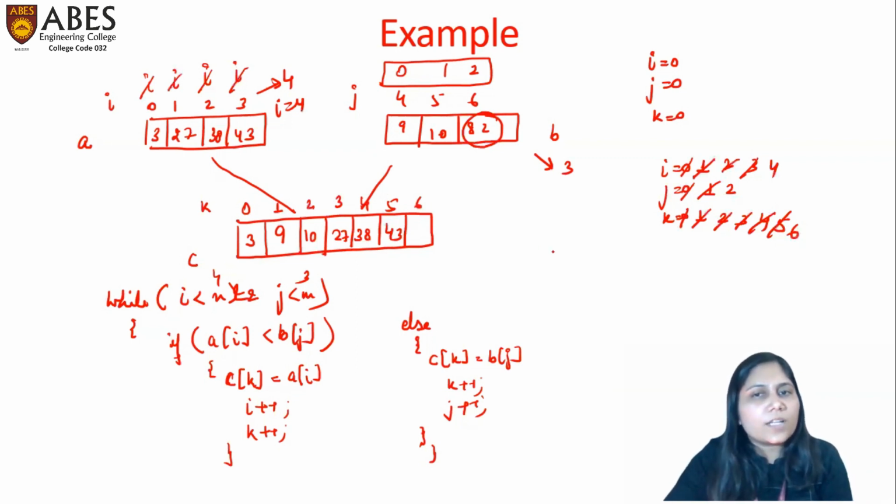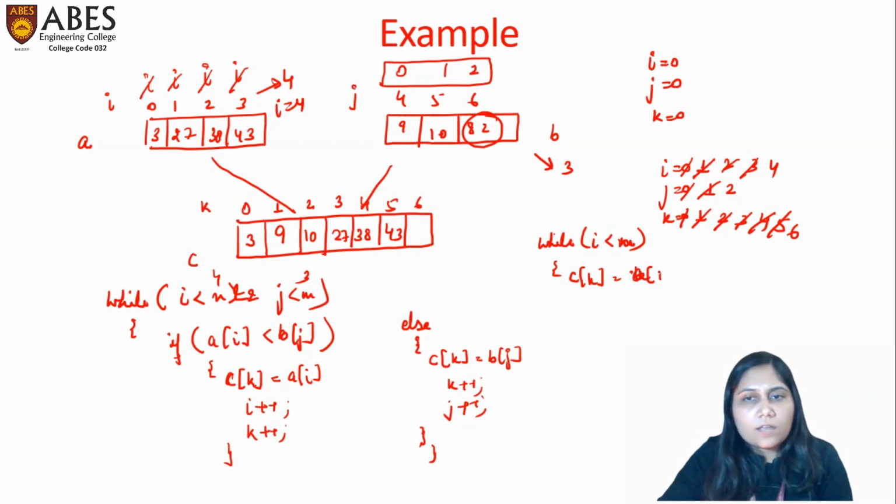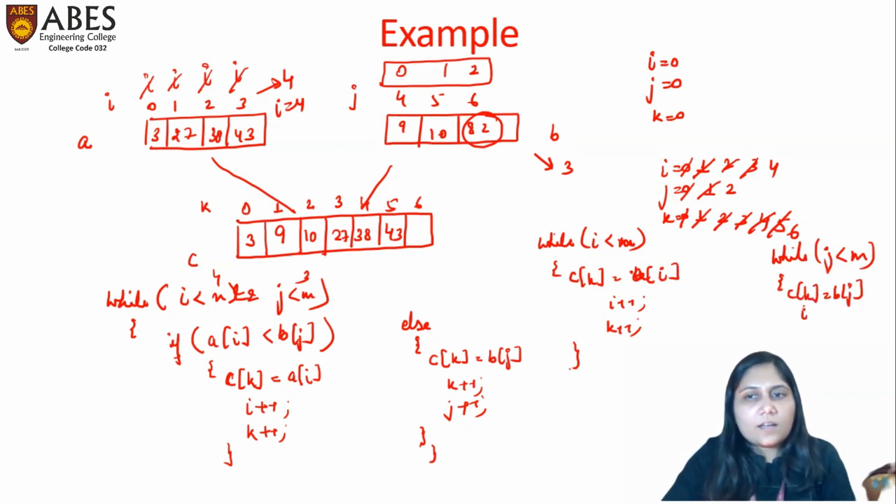But this 82 has been left. So we are just going to perform one thing: suppose my I is less than M, I is less than N, if suppose I'm taking. So I'm directly putting C[K] equals A[I], I plus plus, and K plus plus. And if not, then I'm going to do the same thing for J: C[K] equals B[J], and J plus plus, and K plus plus. Now see if it happens.